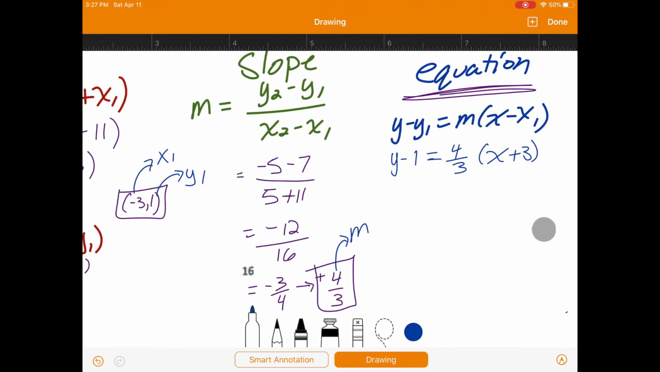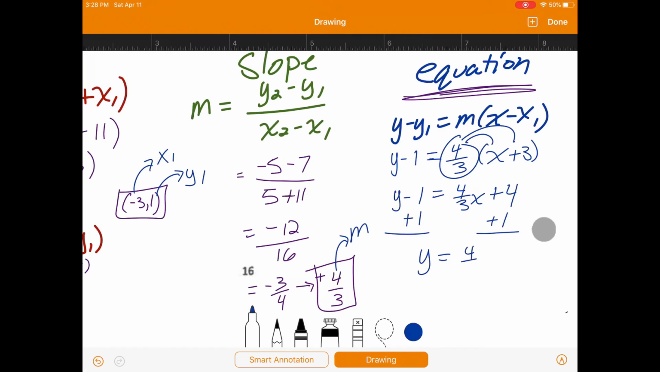And then we're going to get y by itself. So we're going to do y minus 1 equals 4 over 3x. And then when you do 4 over 3 times 3, the 3's are going to cancel out, and that's going to be plus 4 over here. And then we're going to get rid of this 1 by moving it over here. And this is our answer in y equals mx plus b form.